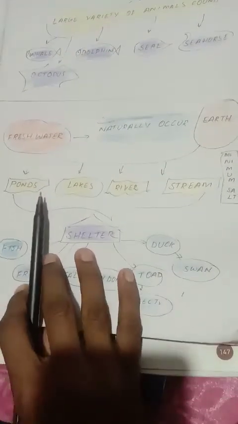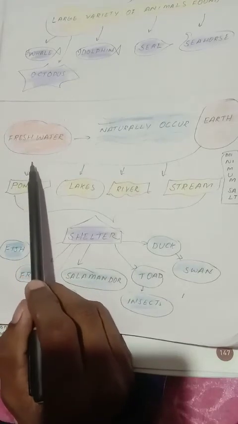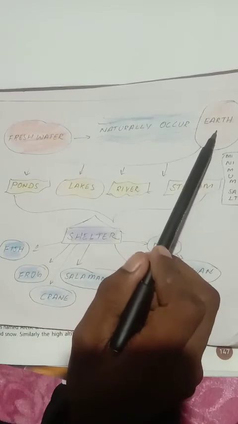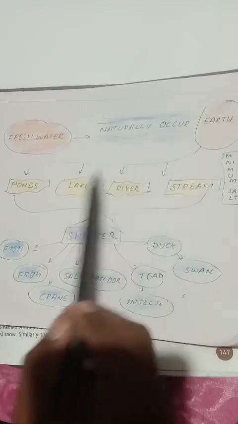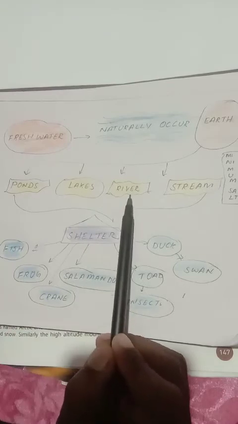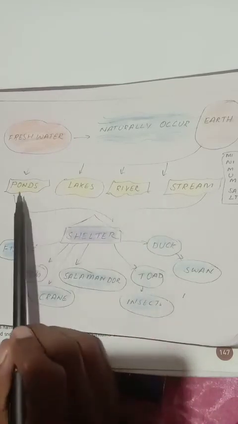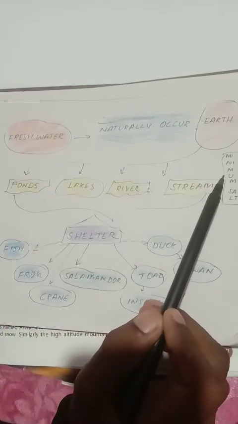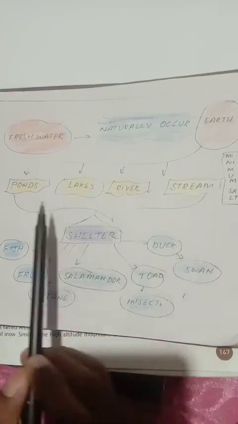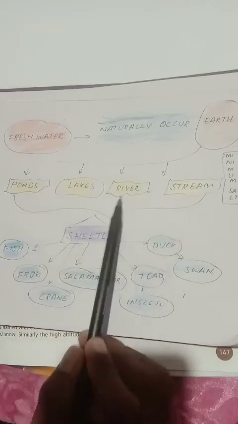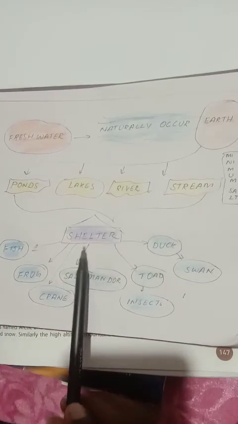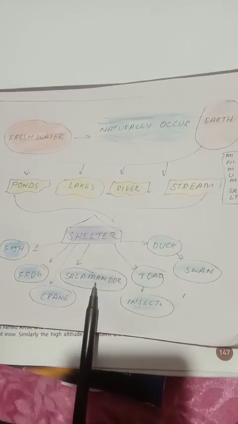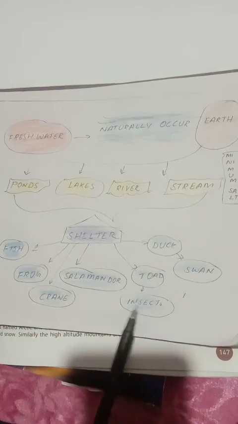Now let's see freshwater. Freshwater occurs naturally from the earth. For example, we have ponds, lakes, rivers, and streams. These sources have a minimum quantity of salt, and they are also shelter for animals. What animals do we get in freshwater? Fish, frog, crane, salamander, duck, swan, toad, and insects.